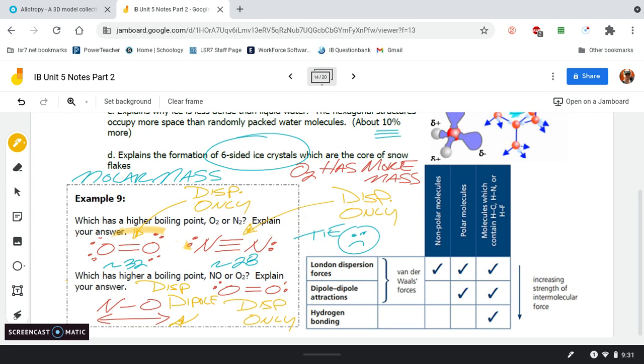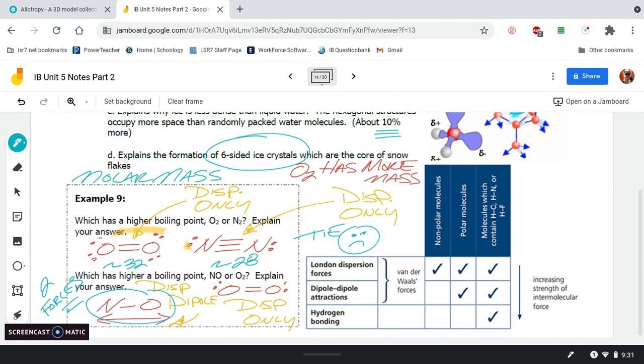So which one has the higher boiling point of this set? It's the NO because it has two forces. So more forces is better. So 2 is better than 1. 3 is better than 2. And then the hydrogen bond is really sort of the king of all the forces, and that's the best one.